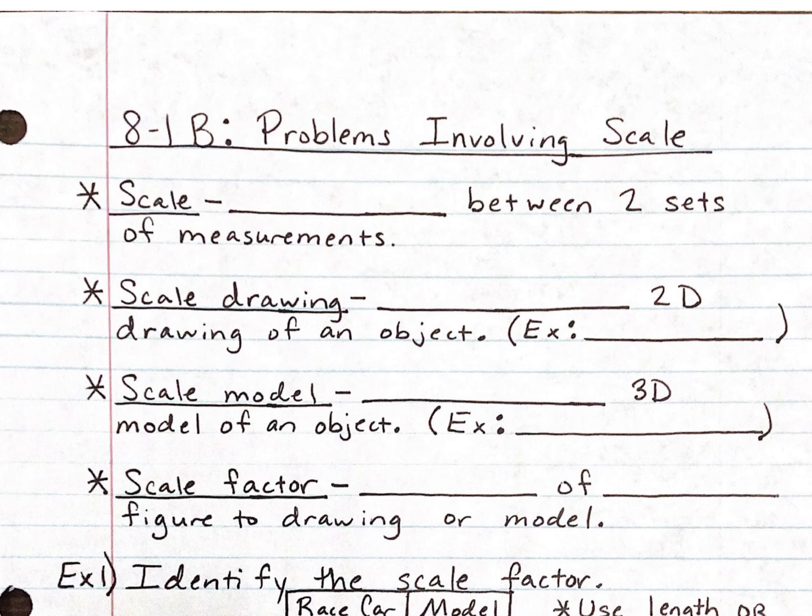Lesson 8.1b, Problems Involving Scale. The first definition we have is scale. Scale is just a ratio between two sets of measurements. Next, we have scale drawing. A scale drawing is proportional. It is a proportional 2D drawing of an object, such as a blueprint.